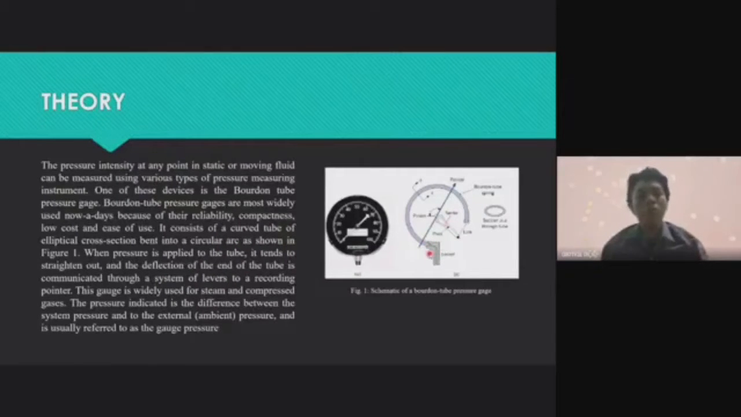When pressure is applied to the tube, it tends to straighten out and the deflection of the end of the tube is communicated through a system of levers to a recording pointer. This gauge is widely used for steam and compressed gases. The pressure indicated is the difference between the system pressure and the external ambient pressure, and is usually referred to as the gauge pressure.